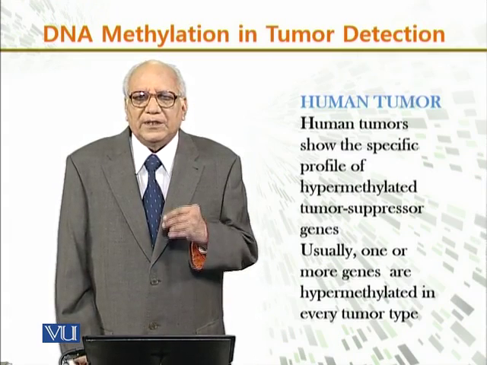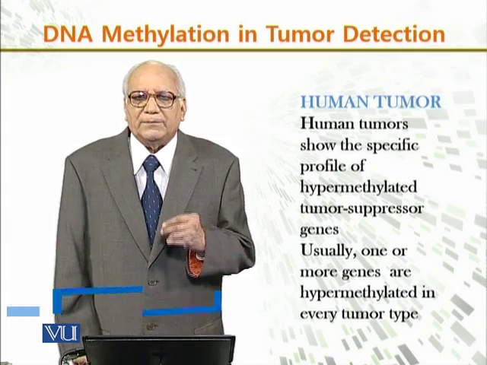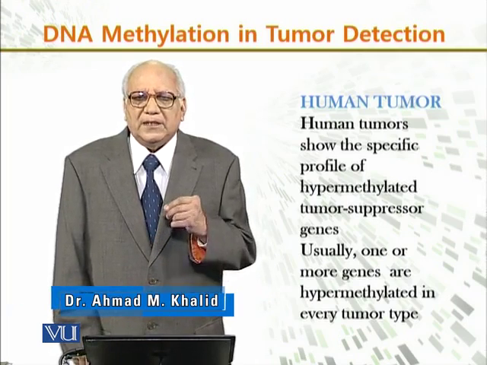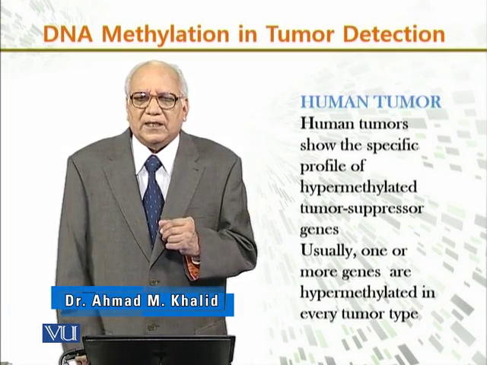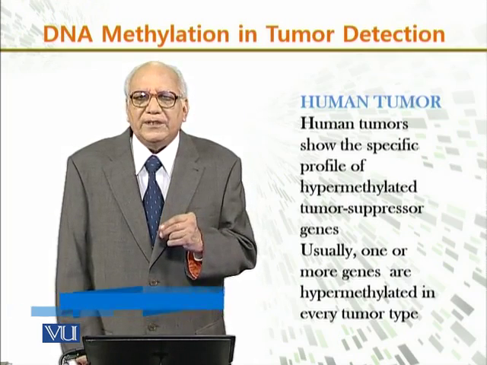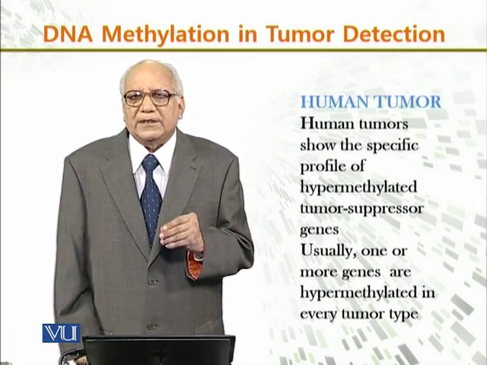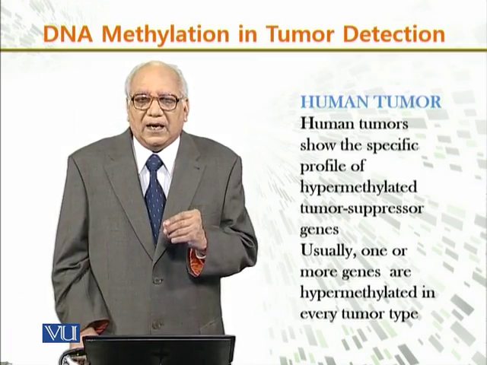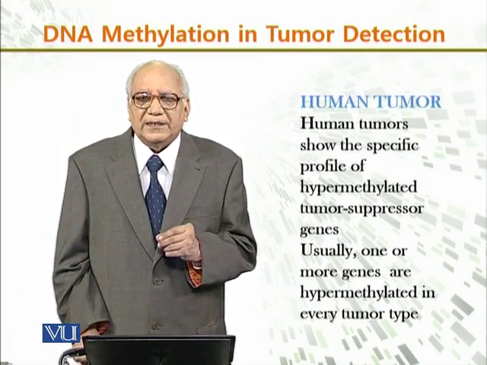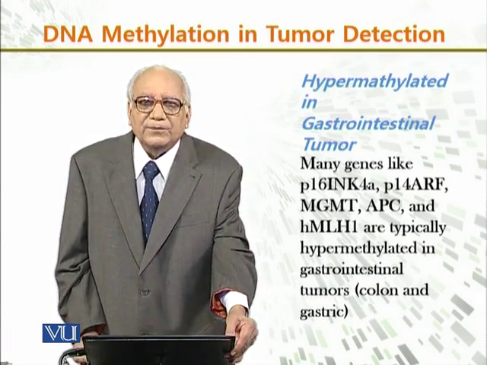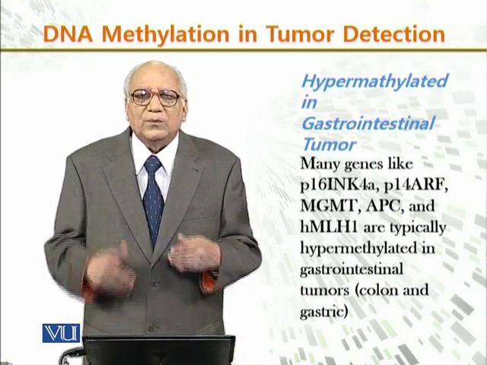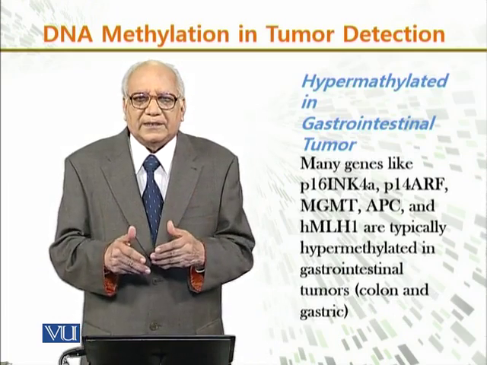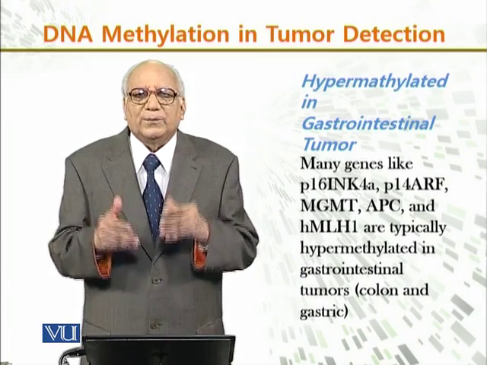These are genes which have been suppressed by the hypermethylation of the DNA. Usually one or more genes are hypermethylated in every tumor type. There are different tumor types which we come across, and these have hypermethylated DNA, and we will discuss how these genes become the indicator of the tumors.